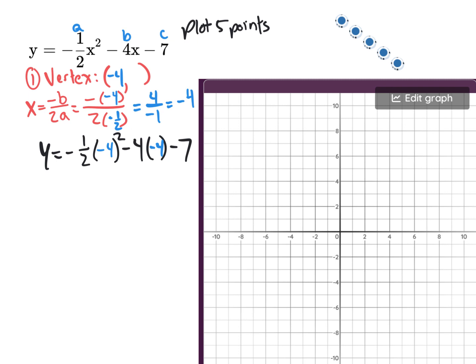Now, you could type all of this in exactly the way it is into a calculator, and it should give you the final answer to what y is. But if you don't want to type in everything into the calculator, then let's just work this out together right now. You're going to begin with the exponents. Negative 4 times itself, that is a positive 16. But then you have to multiply it by the negative 1/2 that's right in front of the 16. Negative 1/2 of 16 is negative 8. So we have a negative 8.